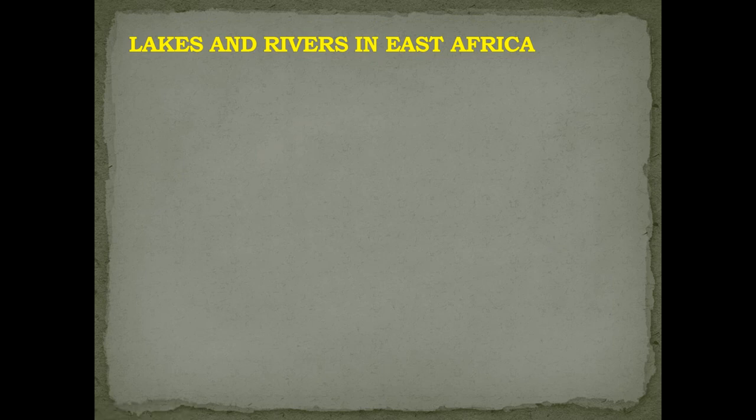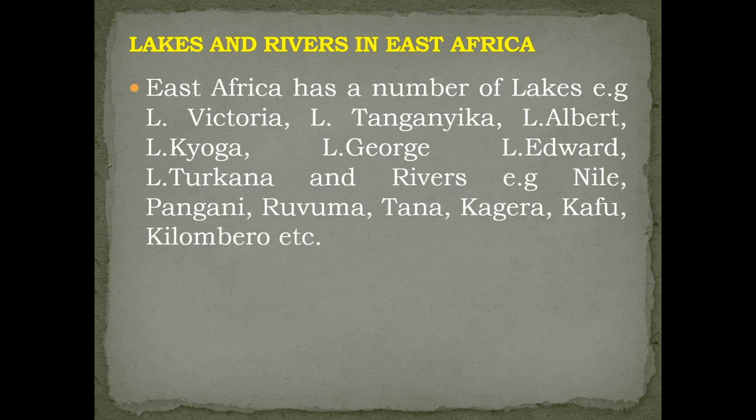Let us look at the drainage of East Africa. The drainage of East Africa constitutes lakes and rivers, the major water bodies that we have in East Africa. Now East Africa is blessed with a number of lakes. We've already identified them. For example, it has the largest lake, Victoria. It has the deepest lake, Tanganyika, and others like Albert, Choga, George, Edward, Turkana. You can look out for the other lakes from the atlas, mention them.